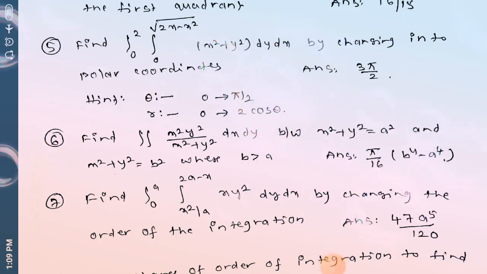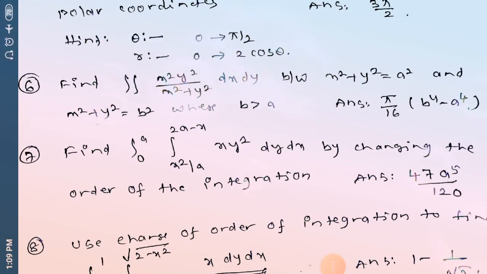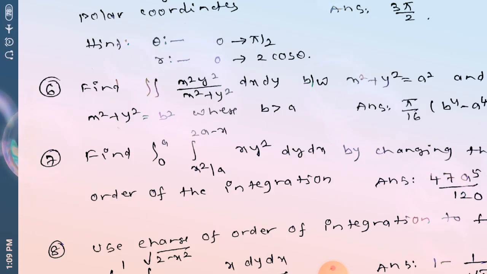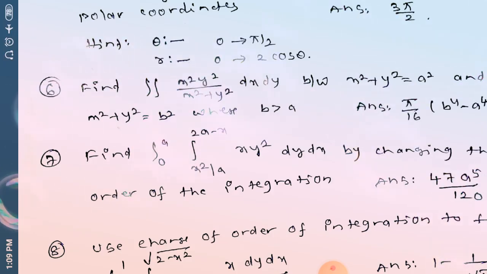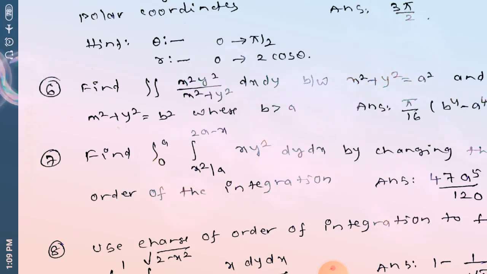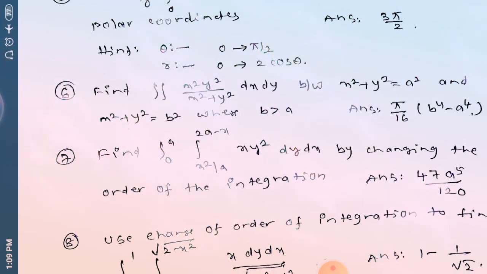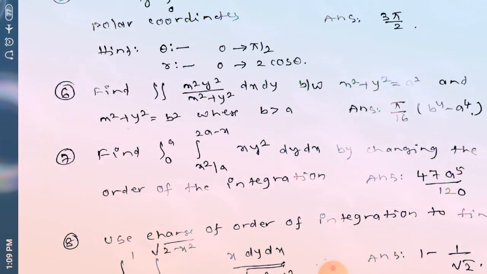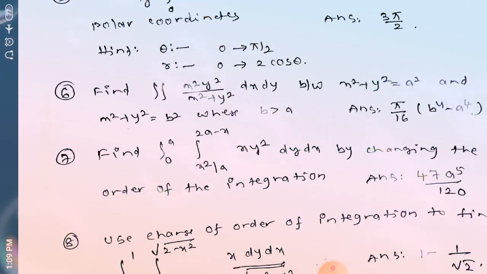Now look at your seventh problem. Find the double integral from 0 to a and x square by a to 2a minus x of x y square dy dx by changing the order of the integration. Order of integration is an important topic here. In order to change the order of the integration, first focus on the limits of the integration. The second integral consists of the x variable limits, so the second integral is y limits and the first integral is x limits. Here dy dx is given, and you are changing the order to dx dy.